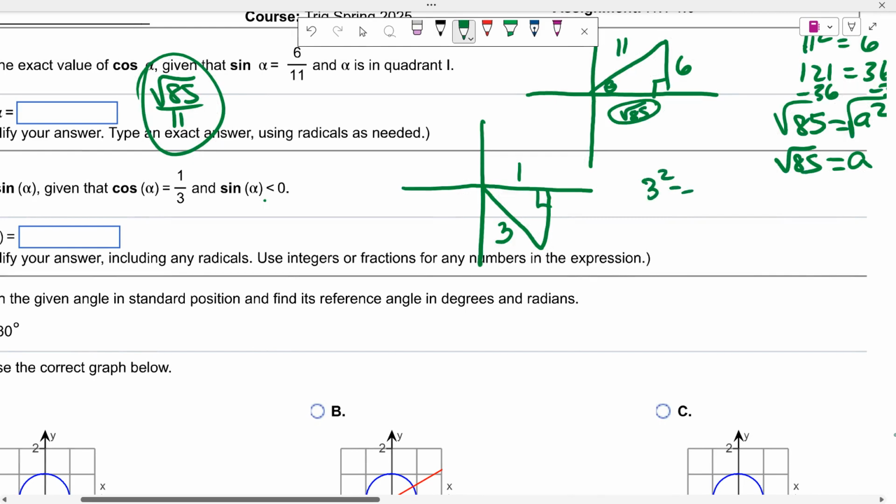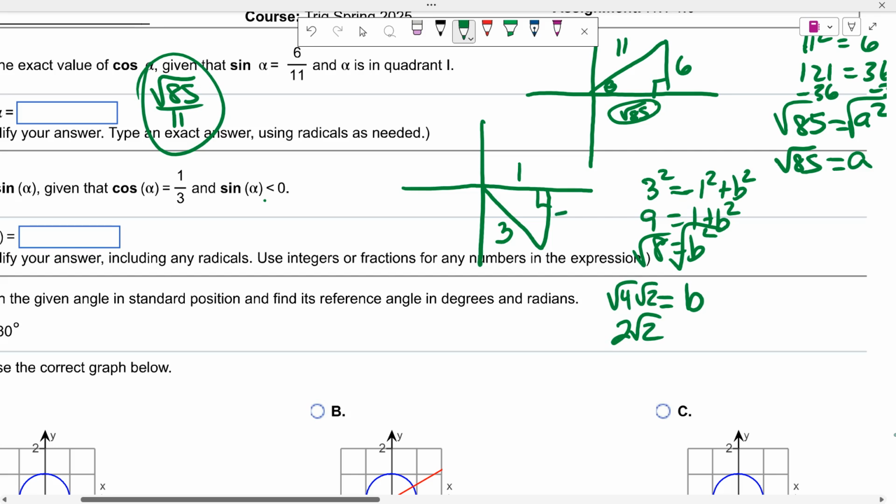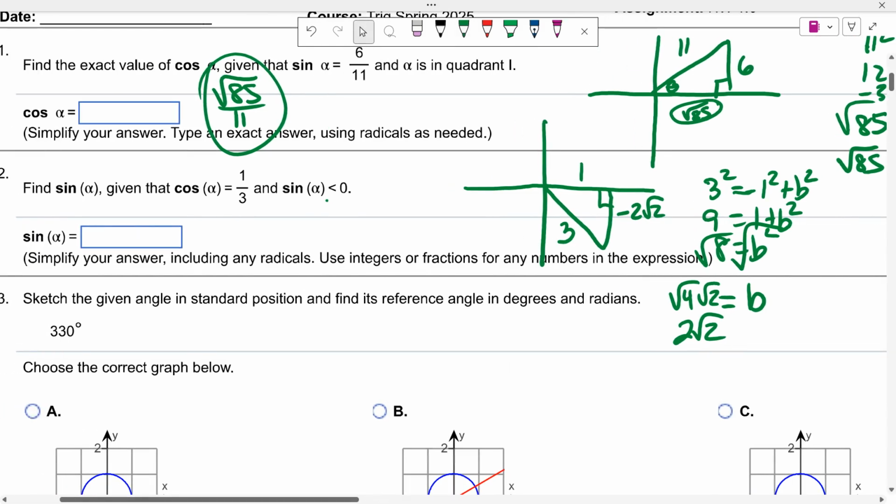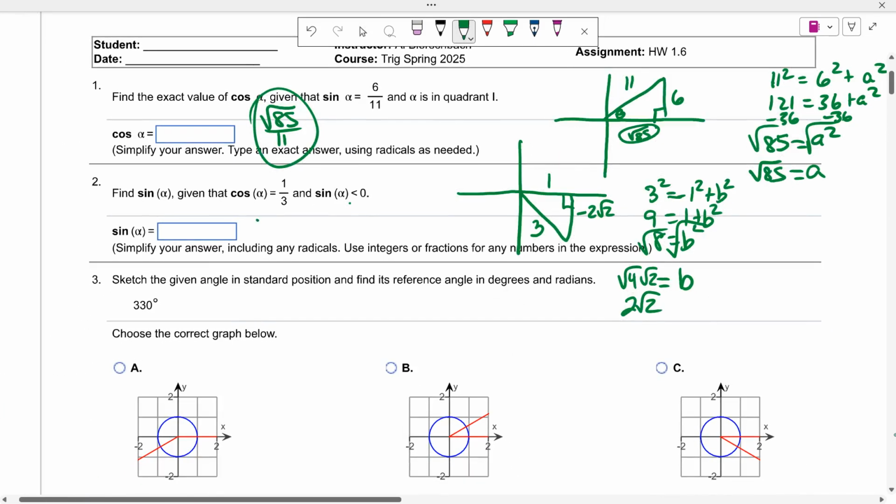3 squared equals 1 squared plus b squared. 9 equals 1 plus b squared. 8 equals b squared. Take the square root. Any perfect squares that go into 8? 4 does. So it's the square root of 4, square root of 2, or 2 square root of 2. And it's a negative 2 square root of 2 because I'm going down below the x-axis. So what is the sine there? Well, it's negative 2 square root of 2 over 3. That's the exact answer using radicals.